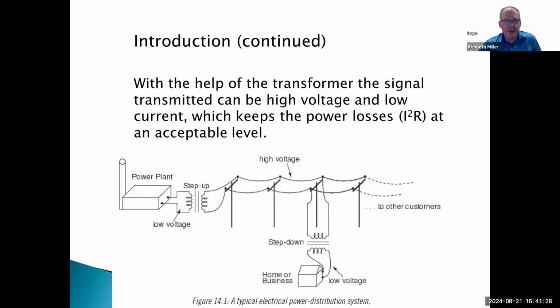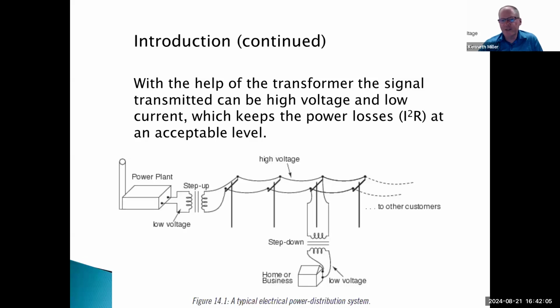With the transformer, here's our power plant. It goes through a step up or step down transformer, which takes the voltage and the current ratio and switches it from high voltage, low current to high current, low voltage, or vice versa. So in this case, it's high current, low voltage, and it's stepped up to high voltage, low current. It comes into our home, it gets stepped down again into a low voltage and a high current. And that happens all over the place.